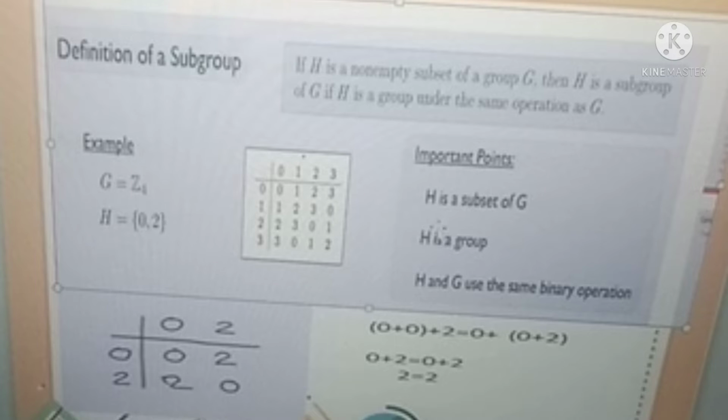By using the Cayley table, we can determine if a certain group is really a group. Now, H is a subgroup of a group G. Our subgroup here is {0, 2}.